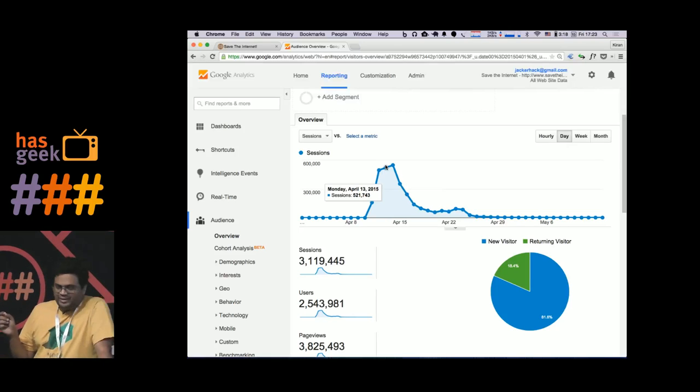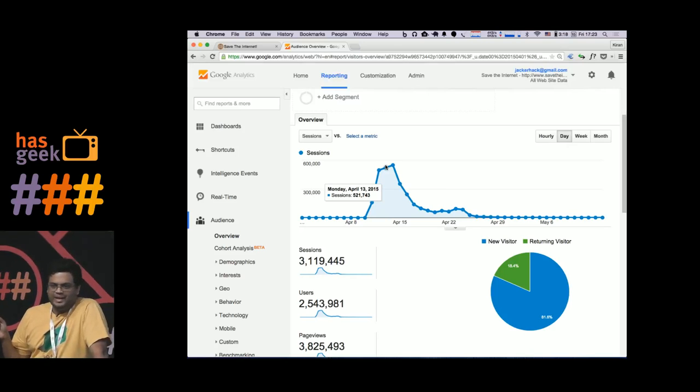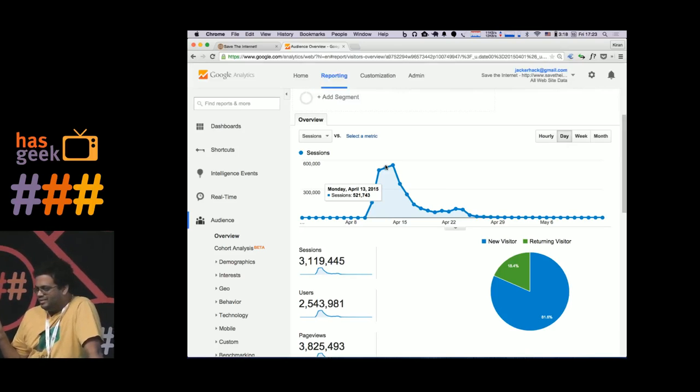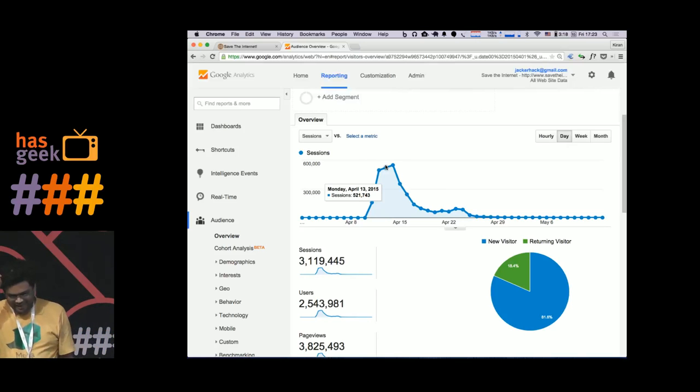So 15 Gmail accounts overloaded. What do we do? So let's make 15 more. So we made 30. By afternoon, we said 30 is probably not enough, so we made 40. And then we said, maybe this is still not enough, so we made 60. So at the end of the campaign, we had 62 email accounts.